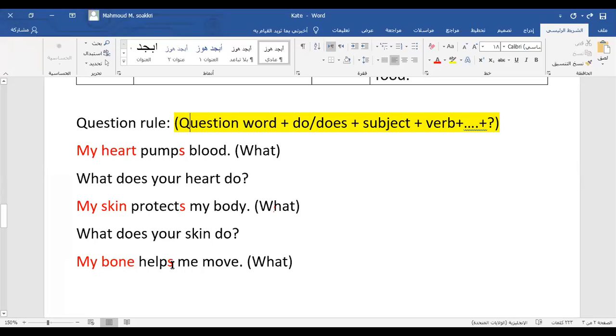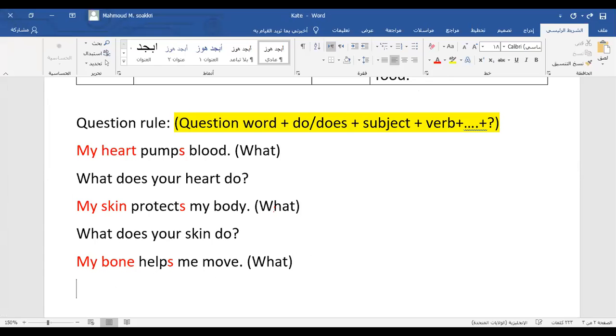My bone helps me move. Omar Izzat, just stay with me step by step. When I ask you, you answer. Because this question is not for you only, it's for all the students.